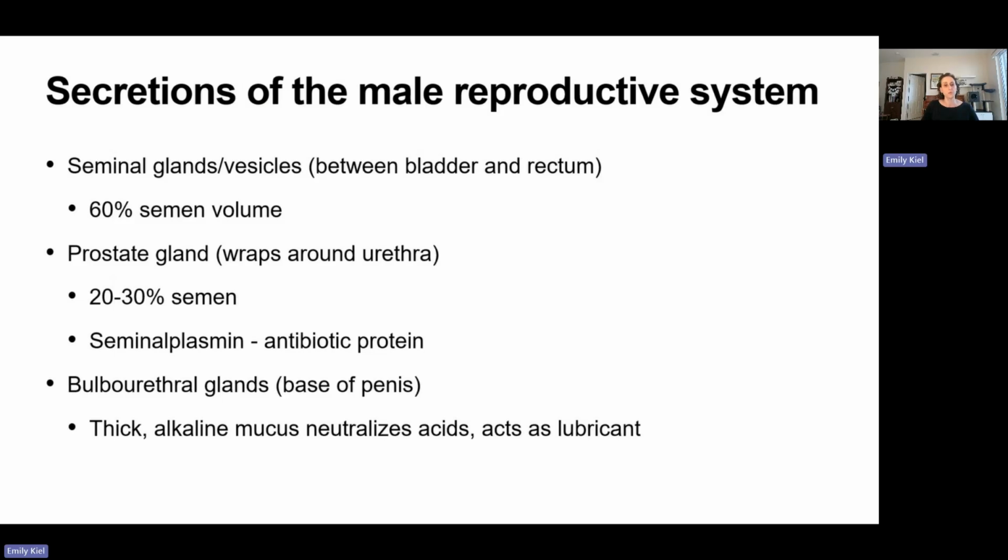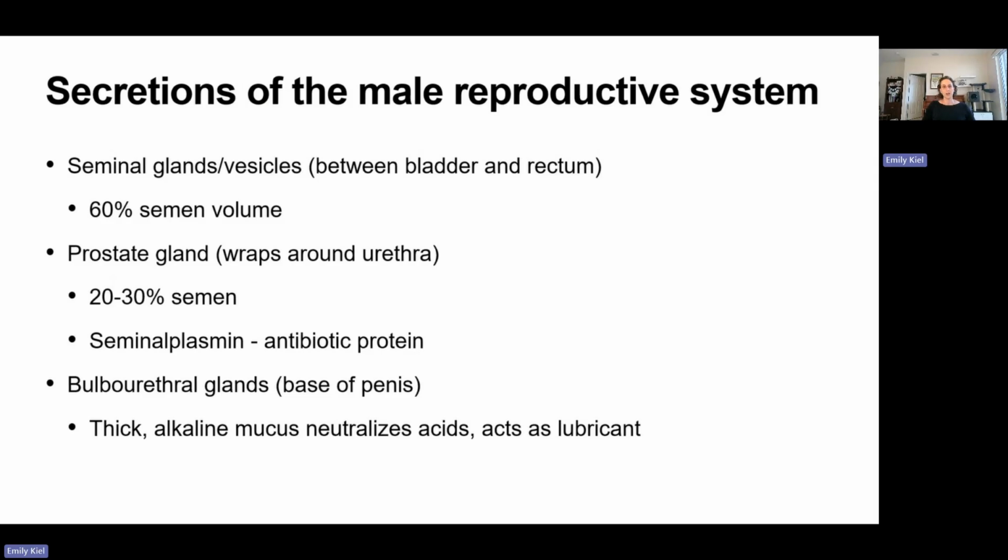And then you have the bulbourethral glands. These are at the base of the penis. They've also been called Cowper's glands. And these create a thick alkaline mucus that neutralizes any acids and acts as a lubricant, especially on the tip of the penis.